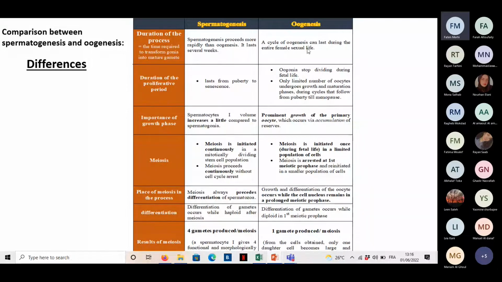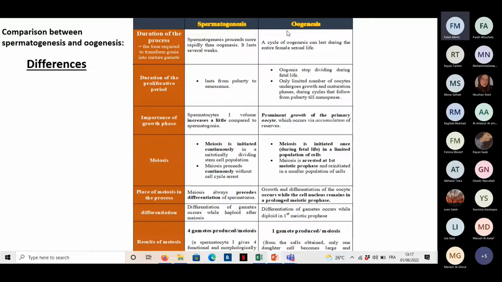However, the oogenesis process can endure for all the sexual life of the female, from before birth until just before the menopause. Okay, it can be very long depending on when the primary oocyte will resume its meiosis. Another difference is regarding the proliferative periods. Proliferation in spermatogenesis can take place from puberty till senescence. We always have spermatogonia that can proliferate, divide, and then give primary spermatocytes, etc.